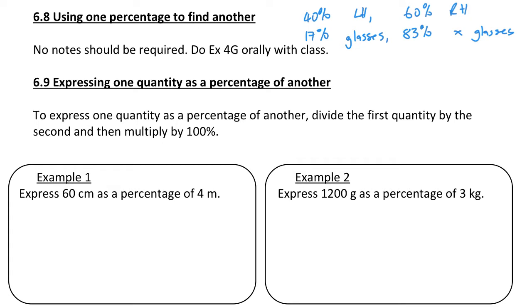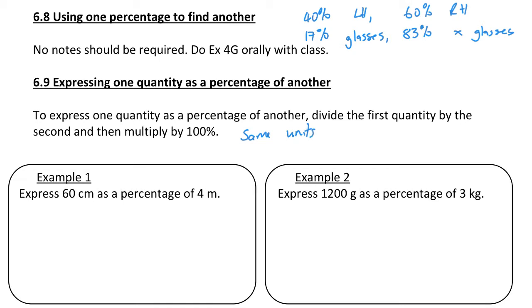6.9, expressing one quantity as a percentage of another. To express one quantity as a percentage of another, divide the first quantity by the second and then multiply by 100. The other thing to note here is that everything should be in the same units. And we can see that in the first example.